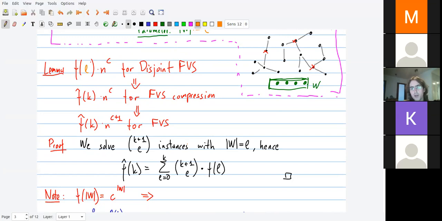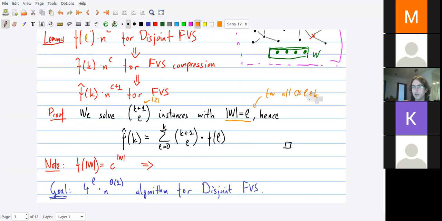What we do is guess the set W, the part of the solution Z that should not go into the solution. If the size of W is L, then how many instances with L will we get? Well, k plus one choose L, because out of these k plus one vertices of Z, we need to choose L vertices for W. We do this for all possible L between k and zero, which is the guess of how many vertices from Z will not go into the solution. Actually, k plus one.